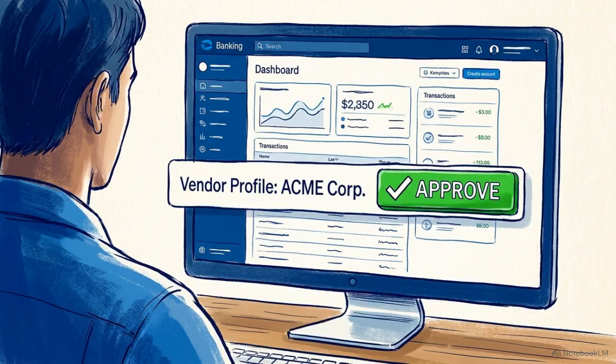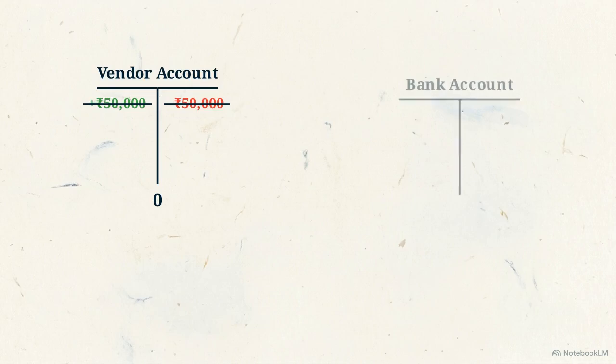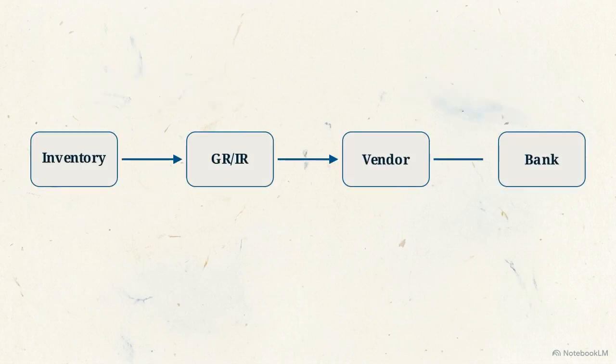The final step in the procure-to-pay cycle happens when the finance team schedules the actual cash payout to the supplier. This diagram shows payment execution. The vendor account receives a positive 50,000 debit, settling the debt to zero. A negative 50,000 credit hits your bank account.